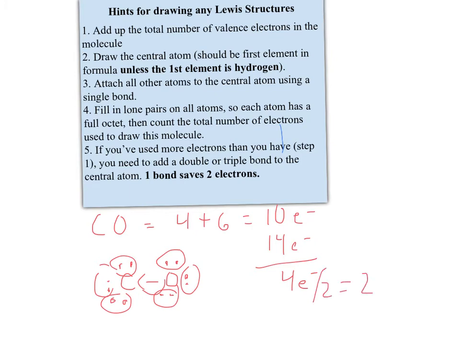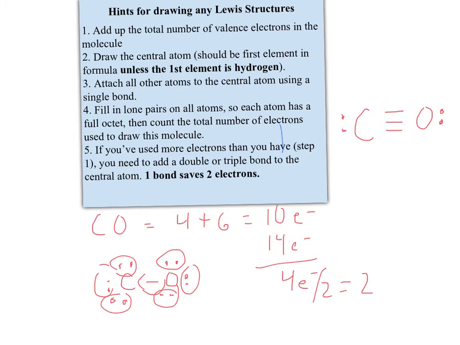form 2 more bonds. So I'm going to go back and revise my diagram. I had 1 bond there. I need to add 2 more. So now if I put a triple bond in, I'm going to go back to step 2 here. I'm going to fill in the lone pair each one needs.